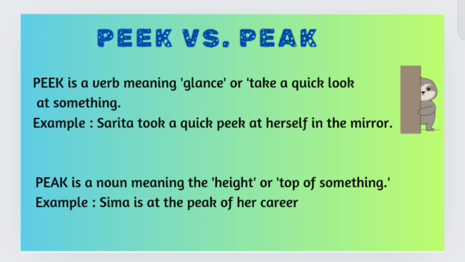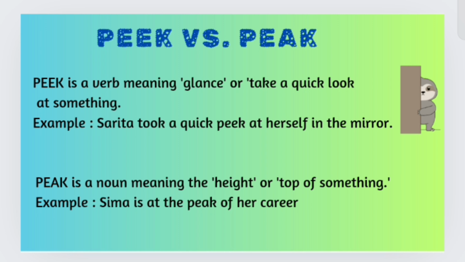Next set of words are peek and peak. Now you see these two words sound so similar, but there is again a difference of a vowel between them. The first word, peek, the spelling is PEEK. Peek is a verb and it means a glance or take a quick look at something. It means you take a very quick look at one glance and you move your eyes from that particular object or whatever you are looking at.